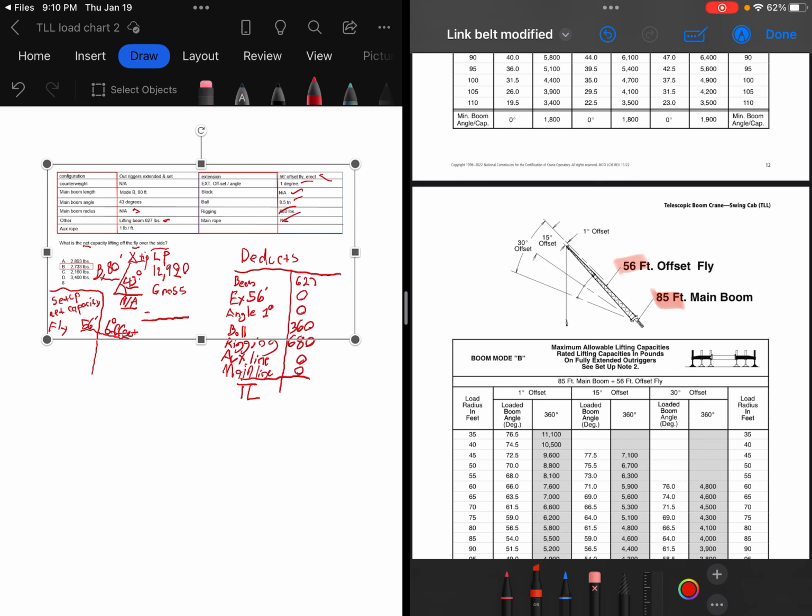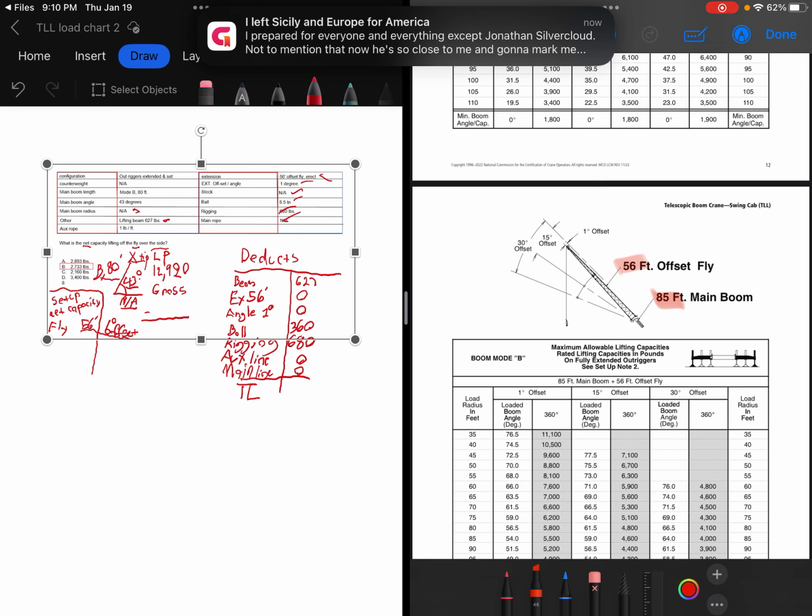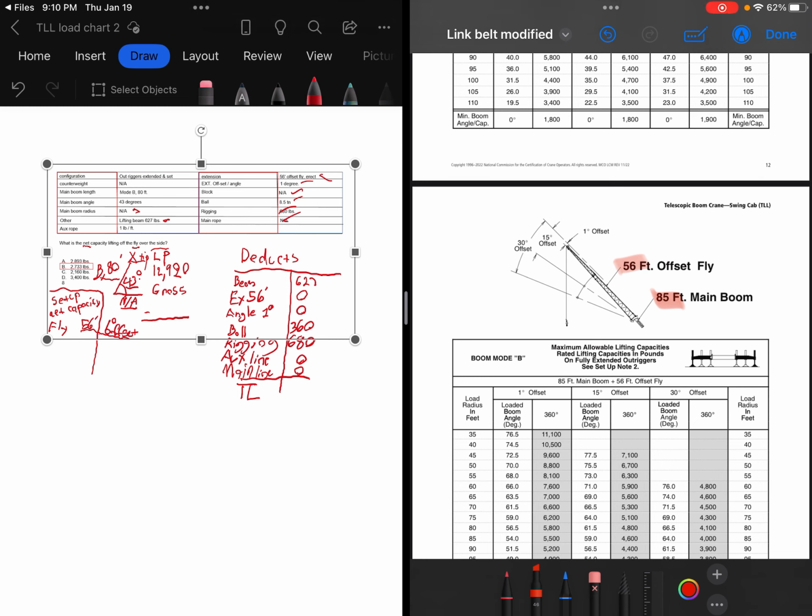So when we're using the load chart, if you have anything less than 85 foot of main boom, you're going to use the 85 foot of main boom for working with a jib chart, because we only have options for 85 foot and 110 foot. Now, if we were at, say, 110 foot of main boom or 105 foot of main boom with the 56 foot jib offset, then we would use the 110 foot boom selection with the 56 foot offset. But since we have less than 85, we're going to use the boom angle based off of the 85 foot of main boom with the 56 foot offset.